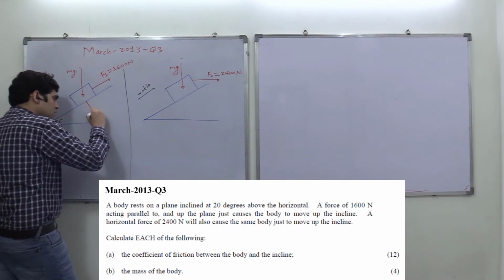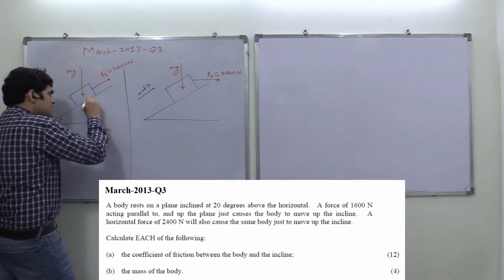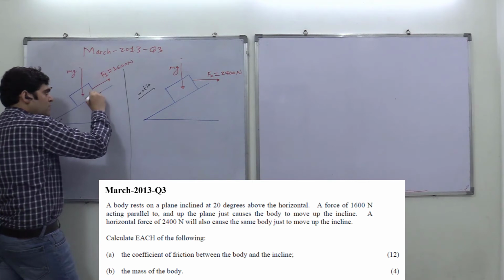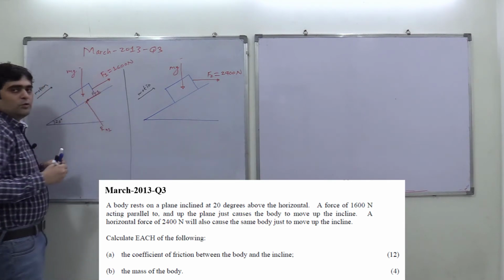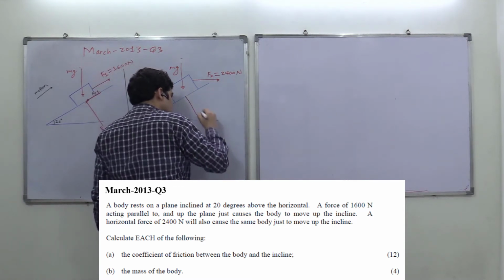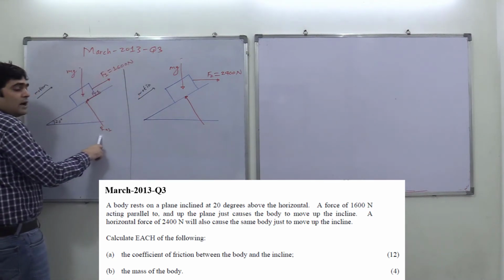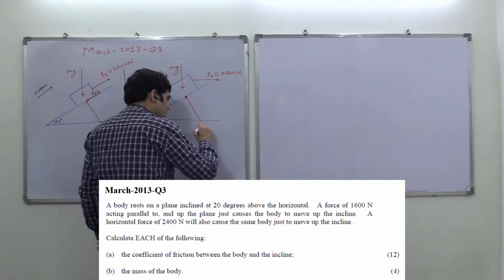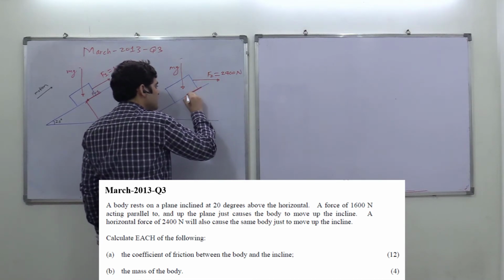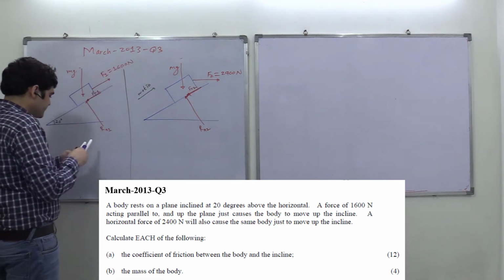Normal reaction in this scenario we will say as Rn1. Friction force is Fr1, opposite to the motion. Same here. For this scenario, normal reaction we will say Rn2. Friction force will be Fr2. Okay, see the scenario here.